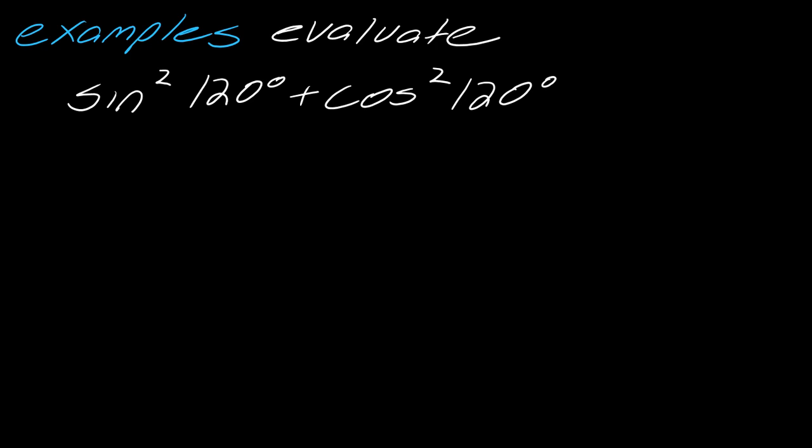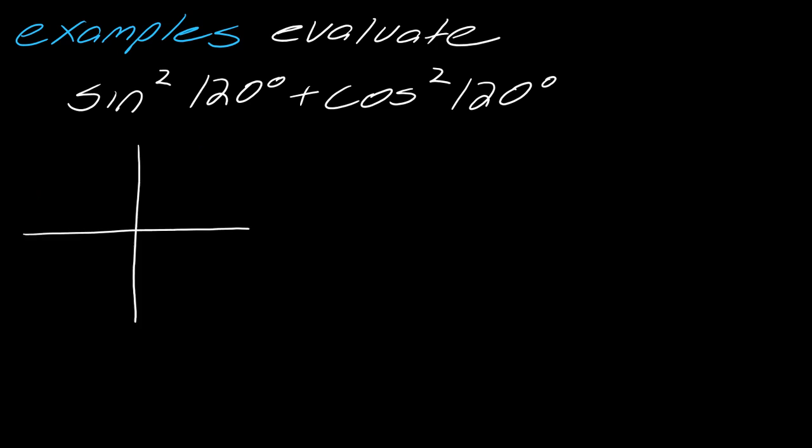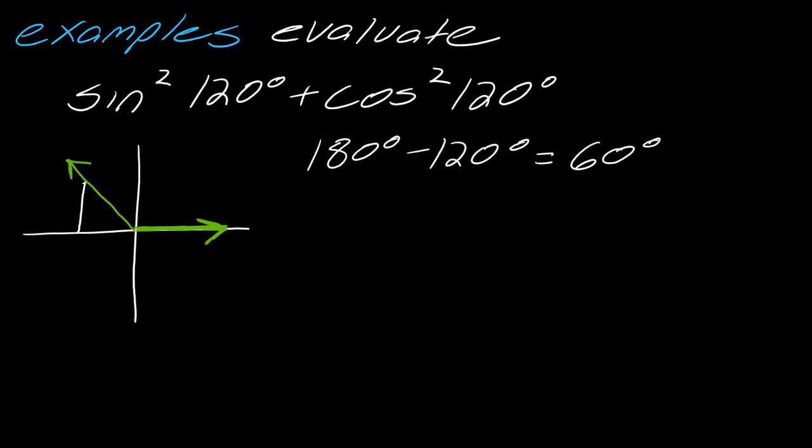Okay, so now let's talk about some other ways that these types of problems can present themselves. Let's talk about sine squared of 120 degrees plus cosine squared of 120 degrees. For those squared functions, the way we want to think about them is that function squared, like so. So what I want to focus on is finding sine of 120 degrees and cosine of 120 degrees. If I create some reference angles and visuals, my 120 degrees would look like this. To figure out the reference angle, I'm in the second quadrant, so I can take 180 minus 120 degrees to get 60 degrees.